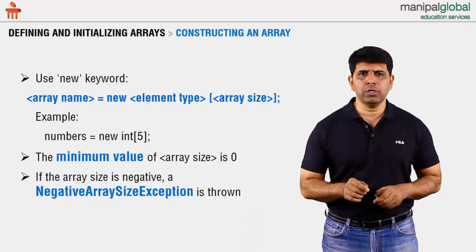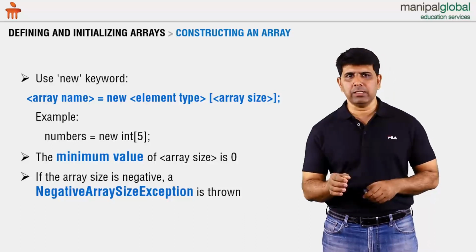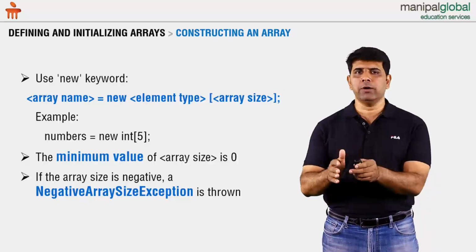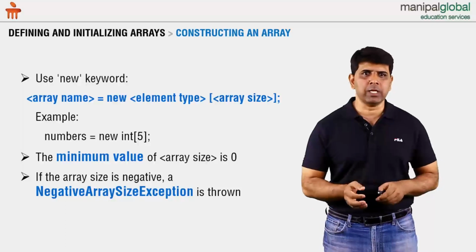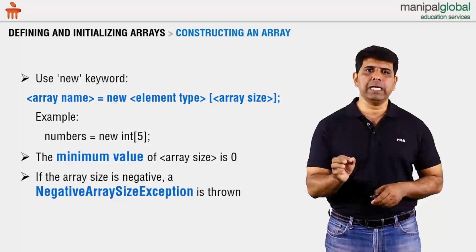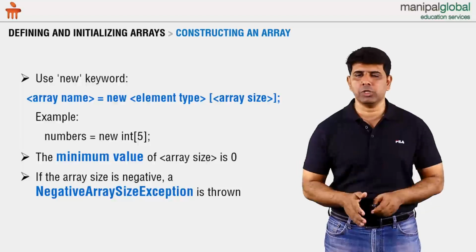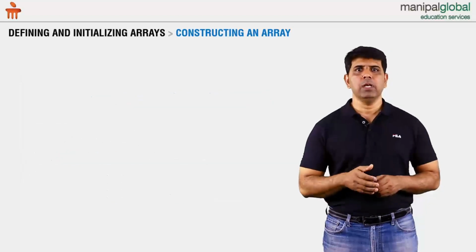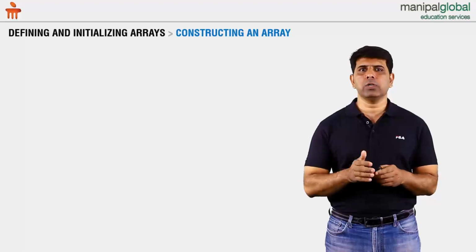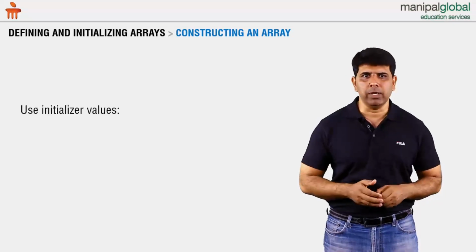Now if you use a negative size, if you say I want a new int of -1 or -5 or something like that, you get a negative array size exception. This is going to prevent your program execution, so be careful about that. Now let's look at how to construct an array and what happens in the memory.